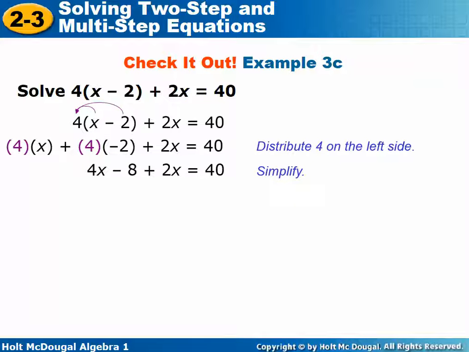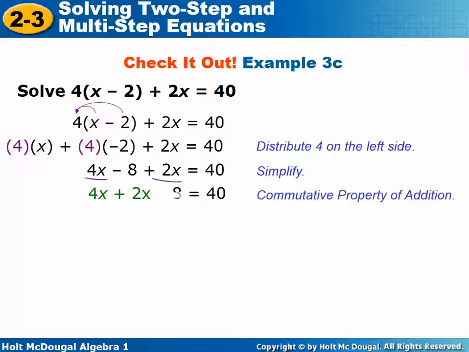And then we had the plus 2x equals 40. Now for adding the like terms, you should have got 6x. The 4x plus 2x is 6x. And then we still had the minus 8. Don't lose that minus sign.